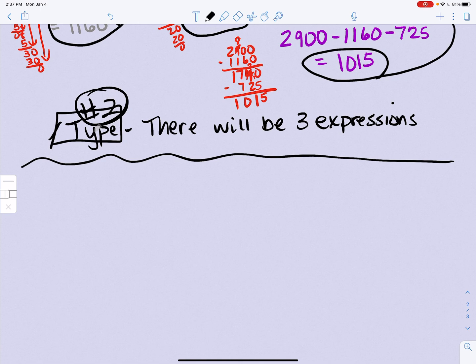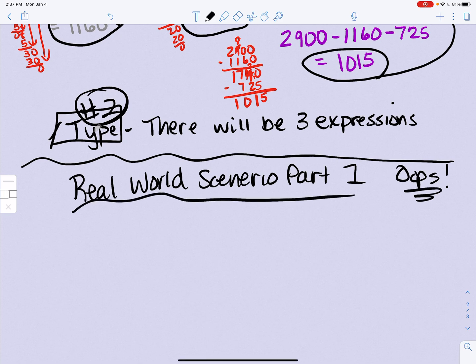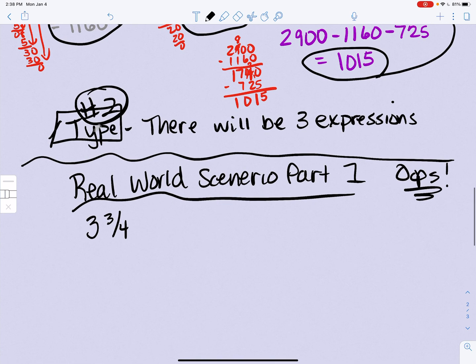So now we're going to deal with real world scenario part 1. Oops. That's my bad. Okay. Please try it and come back. We need to guess if 3 3/4 pounds of candy cost $20.25, how much does 1 pound of candy cost?